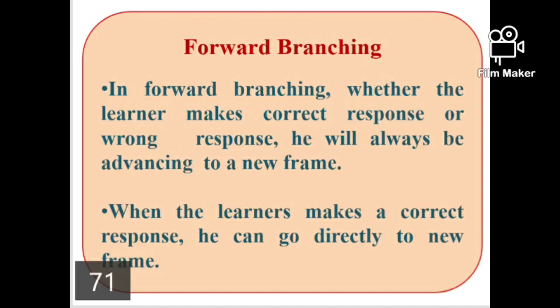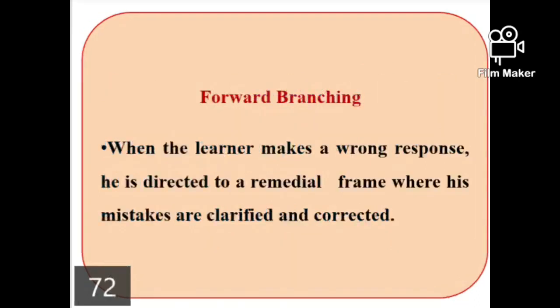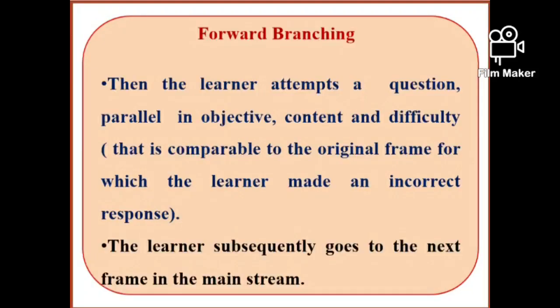a new frame. When the learner makes a correct response, he can go directly to the new frame. When the learner makes a wrong response, he is directed to a remedial frame where his mistakes are clarified and corrected. Then the learner attempts a question parallel in objective, content and difficulty that is comparable to the original frame for which the learner made an incorrect response. The learner subsequently goes to the next frame in the mainstream.